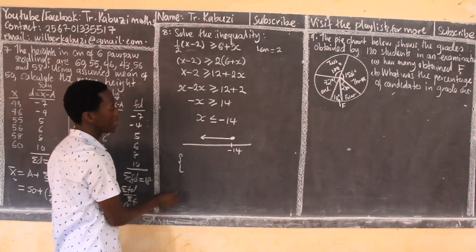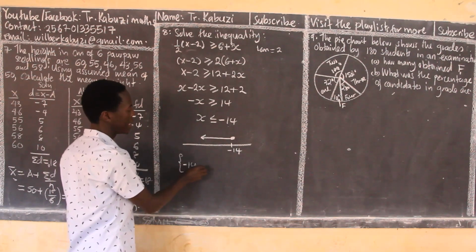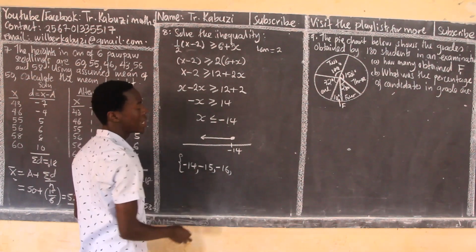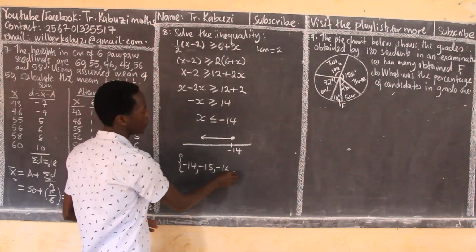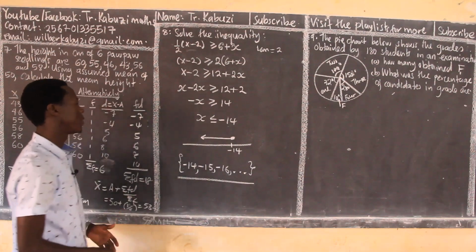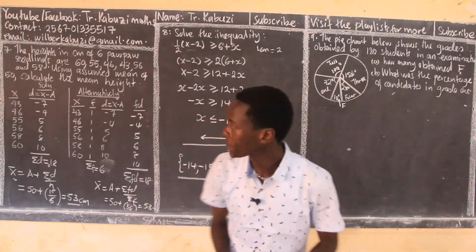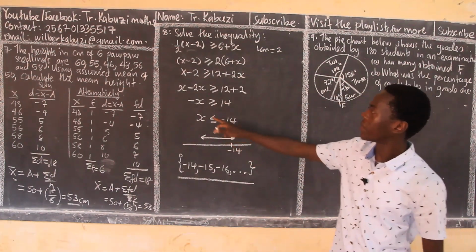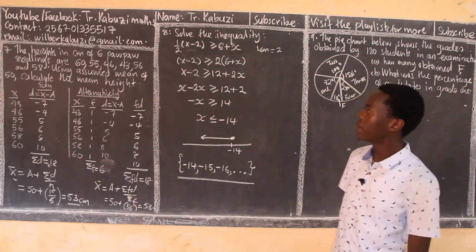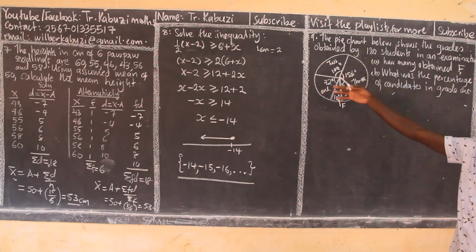So my solution would have been negative 14. The next number below it is negative 15. The number below it is negative 16. This set is infinite, so you just say and so on. So that would be the solution for that set. You can't complete that set of numbers. So that is now number 8. When we come here, I divided through by a negative. That's why this inequality sign changed, because I divided through by negative 1. Or you can multiply through by negative 1.